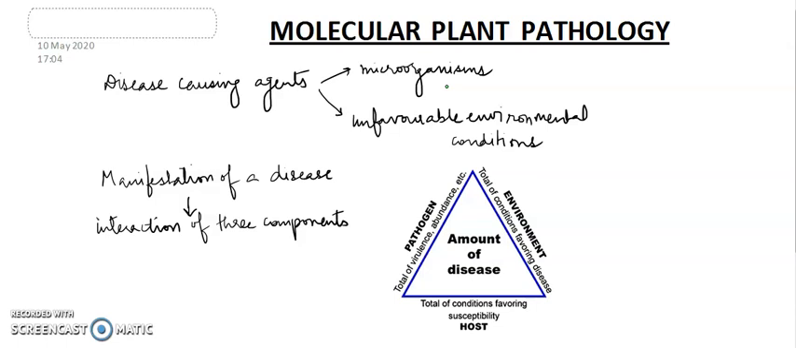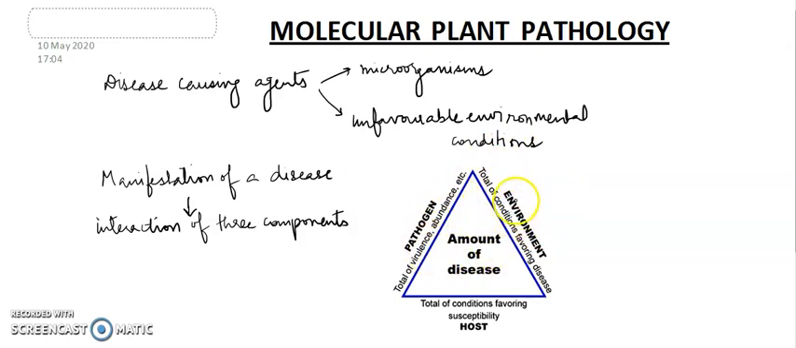And a manifestation of a disease. Manifestation is when a plant is said to be diseased, how is it shown? So the manifestation of the disease depends on which tissue the pathogen is going to attack and various disease causing factors. So to sum up, we can say that for a disease to develop, there has to be interaction of three components. Those three components are what are shown in this triangle. So the three components are the pathogen, the environment and the host. Now these three are represented in the form of this triangle, which is called as the disease triangle.